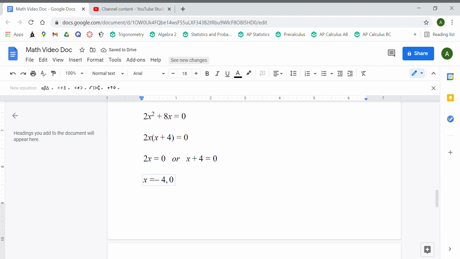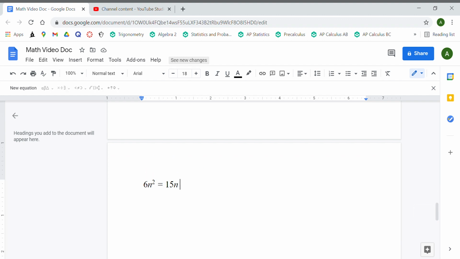Amazing, right? Now, I want you to try this one out, but here's the deal. Remember what I said before? You have to set it equal to 0 before you can solve. Do not try and factor or solve this equation in any way, shape, or form until you set it equal to 0, okay? So pause the video, work this out on your own, and then come back once you solve this equation.